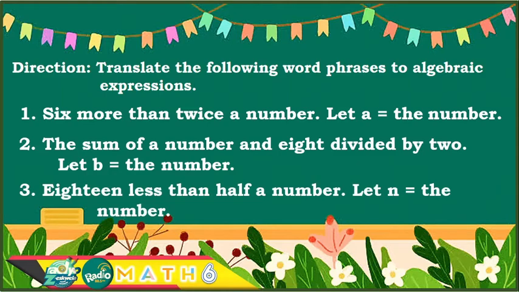Number 3, 18 less than half a number, and let N equal the number. Again, 18 less than half a number. Let N equal the number. Time's up! Now, let's check your work.